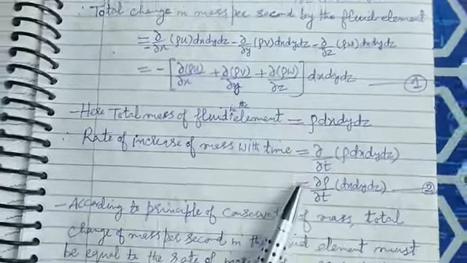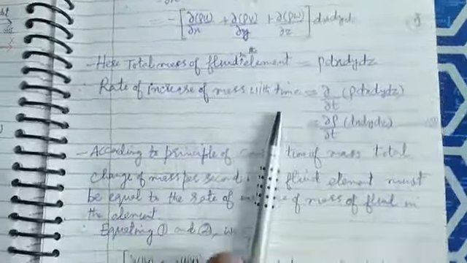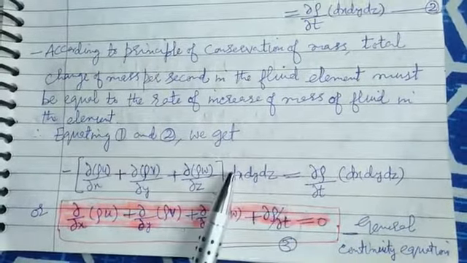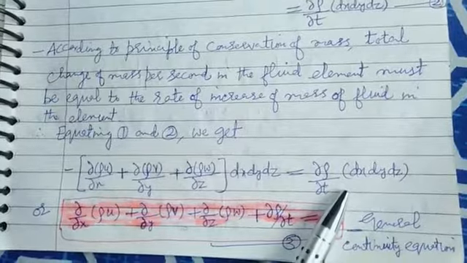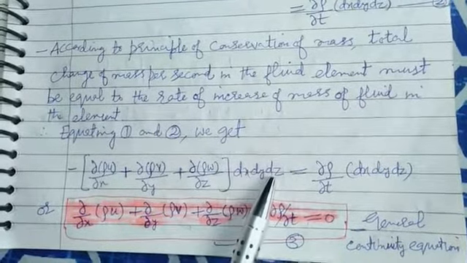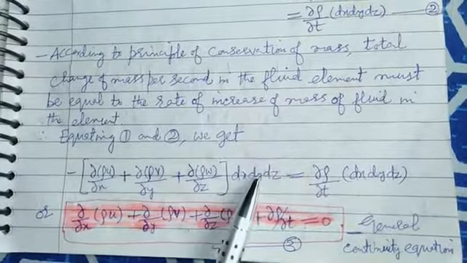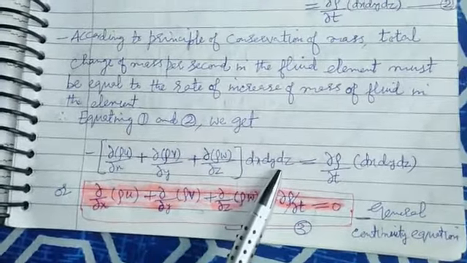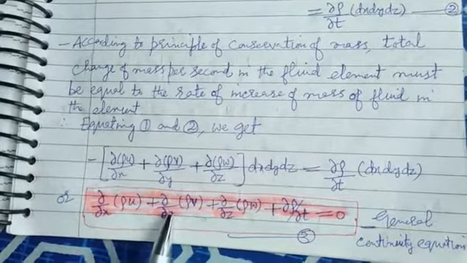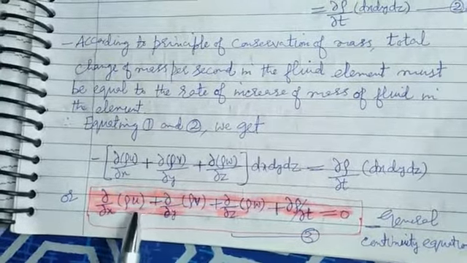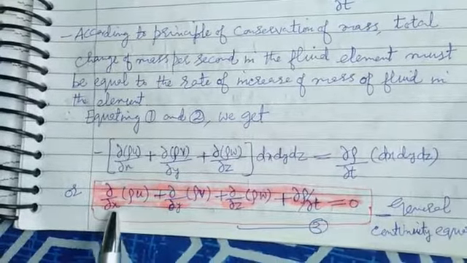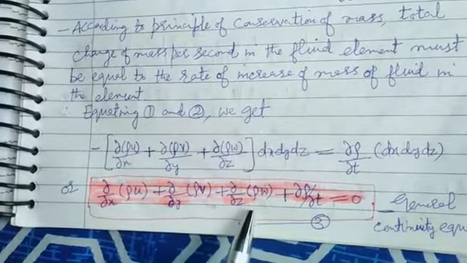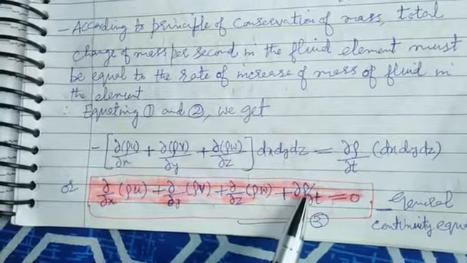So equating these two equations, first and second, equation first will be equal to equation second, because both equations have the same meaning: they represent the change in mass, or gain in mass, with respect to time along three dimensions. So after making some changes in this equation, finally it will be equal to ∂/∂x of (rho u) plus ∂/∂y of (rho v) plus ∂/∂z of (rho w) plus ∂rho/∂t.